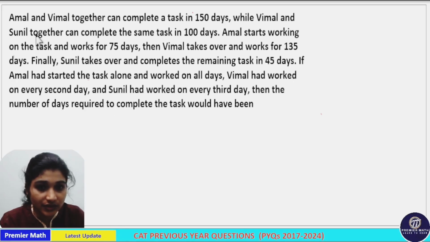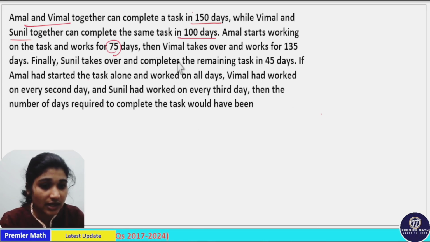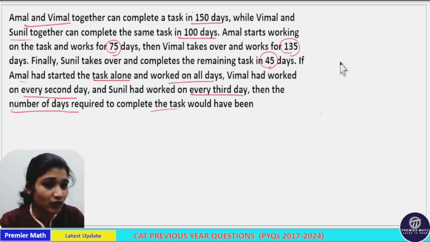Here, in this question, Amal and Vimal together can complete the task in 150 days, while Vimal and Sunil together can complete the same task in 100 days. Amal starts working on the task and works for 75 days. Then Vimal takes over and works for 135 days. Finally, Sunil takes over and completes the remaining task in 45 days. If Amal had started the task alone and worked on all days, Vimal had worked on every second day, and Sunil had worked on every third day, the number of days required to complete the task would have been?